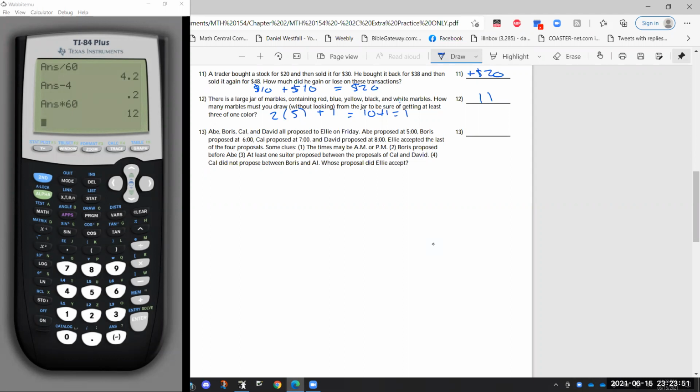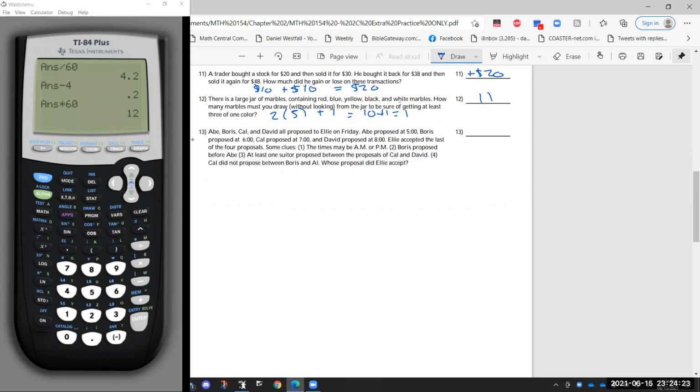All right, this is a logic problem. I like these kinds of logic problems. I have whole books of logic problems like this. So we've got Abe, Boris, Cal, and David all proposed to Ellie. You notice that they say A, B, C, D, E, so you can just abbreviate if you want to. Abe proposed at 5 o'clock, Boris at 6 o'clock, Cal at 7 o'clock, David at 8 o'clock. Ellie accepted the last of the 4 proposals.